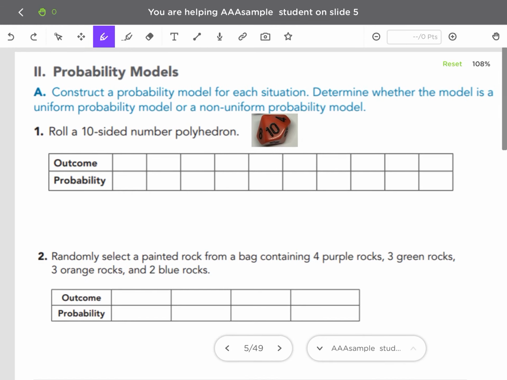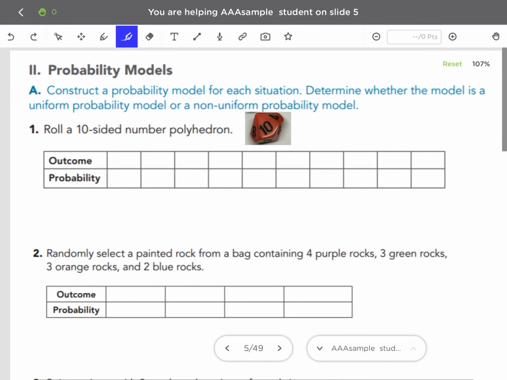These examples are a little bit different. It's talking about constructing a probability model, which kind of looks like a table. And then it says determine whether the model is a uniform probability or a non-uniform probability. So we're going to do a couple together so that you can understand what a model looks like.